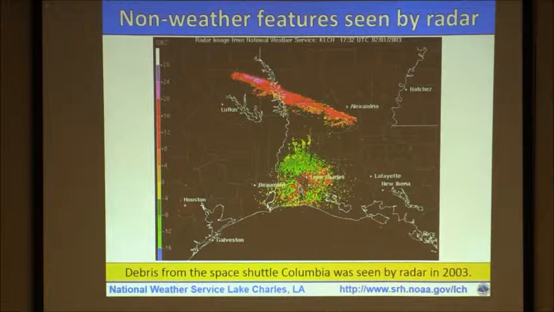Space Shuttle Columbia, when it was crashing on its way back into the atmosphere, the debris from the shuttle was seen with our weather radar. And so the weather service, our radar, Shreveport's radar, Fort Polk's radar was very useful to all the people that were in the recovery phase to determine where did all this debris land.